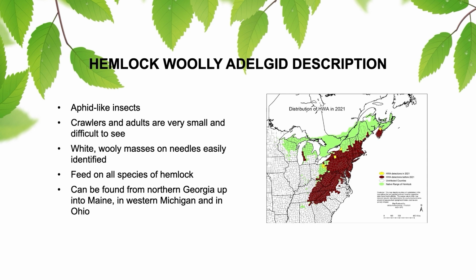They feed on all species of hemlock. Hemlock woolly adelgid can be found from northern Georgia up into southern Maine. They have recently been found in western Michigan and northeastern Ohio. Hemlocks in any area of the country are a potential risk.